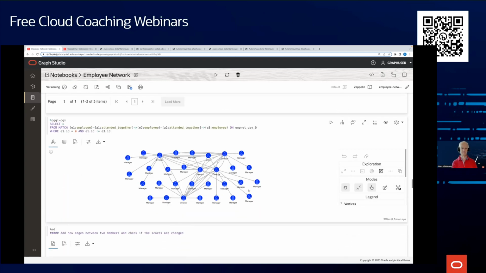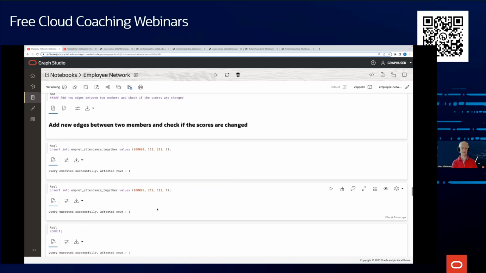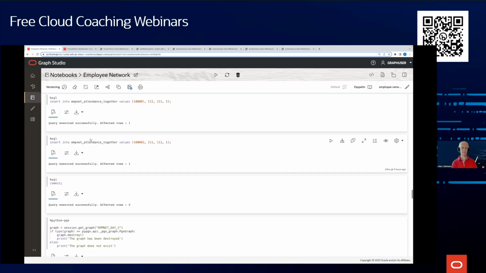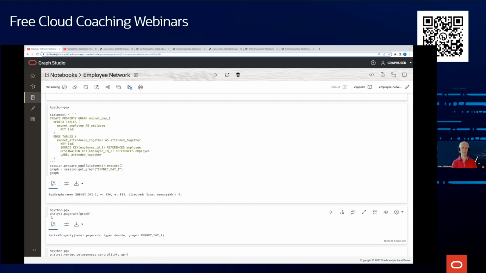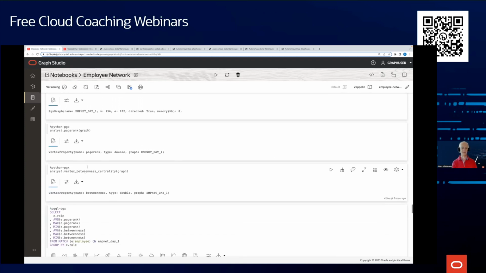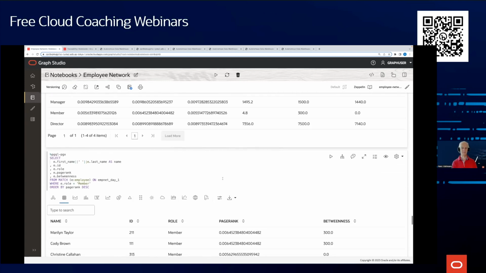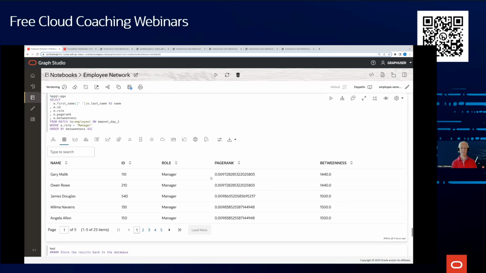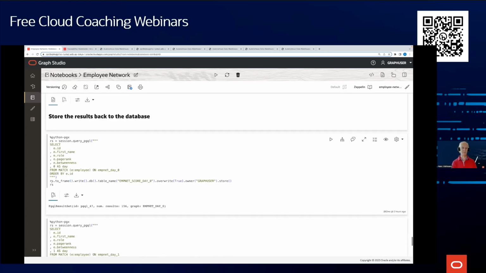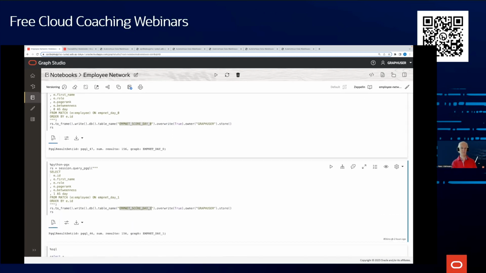So after calculating such scores, using PageRank or betweenness centrality, we can get these scores, and then we want to store the results back to the database, right? Back to the database as a table empnet score day 0, day 1, day 2.